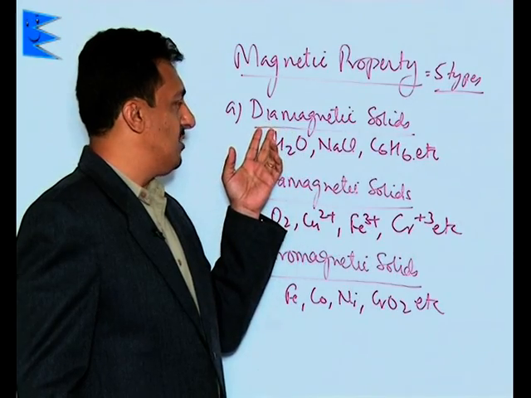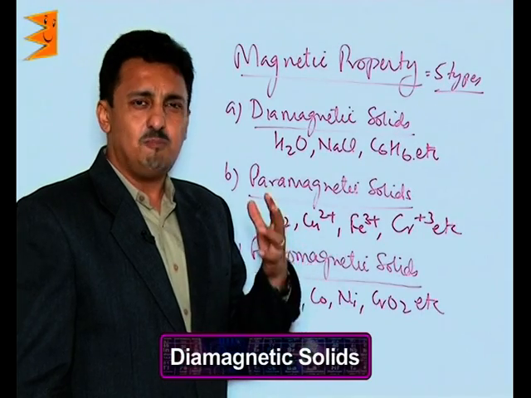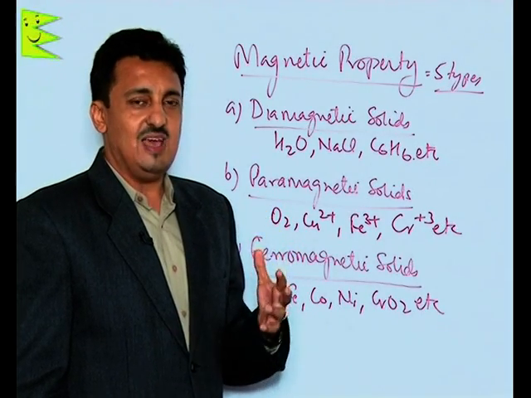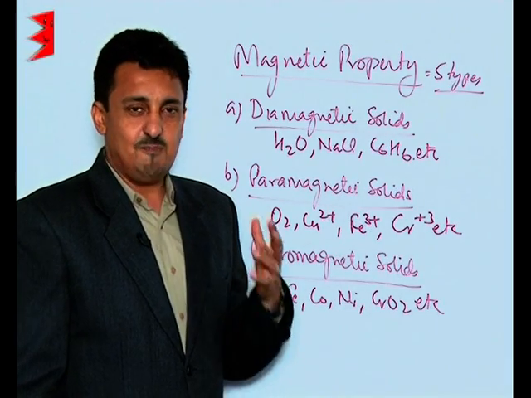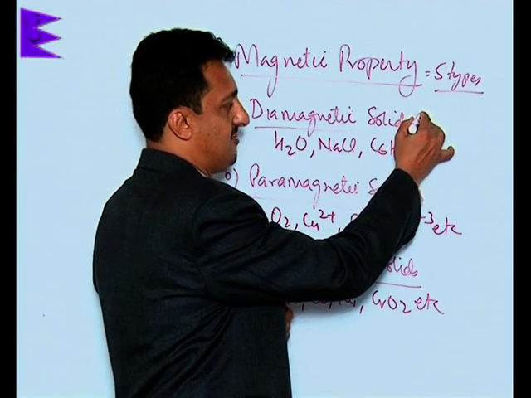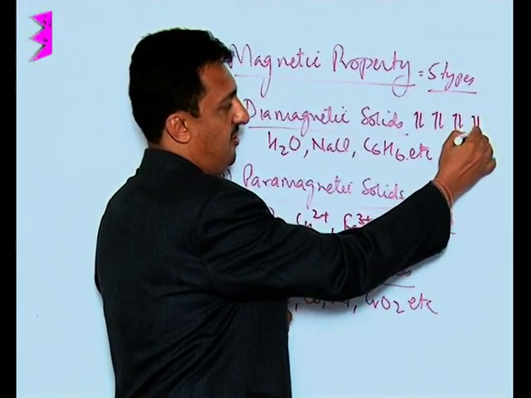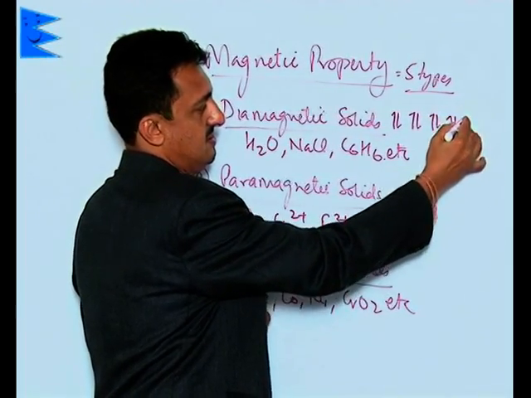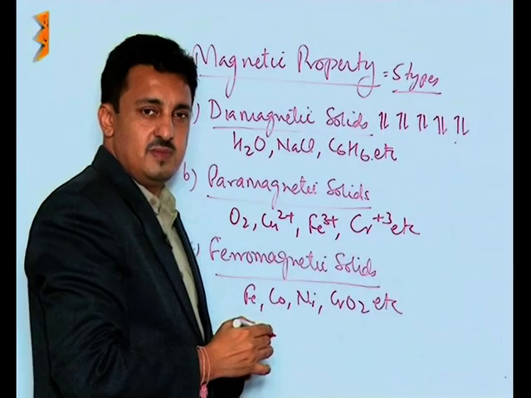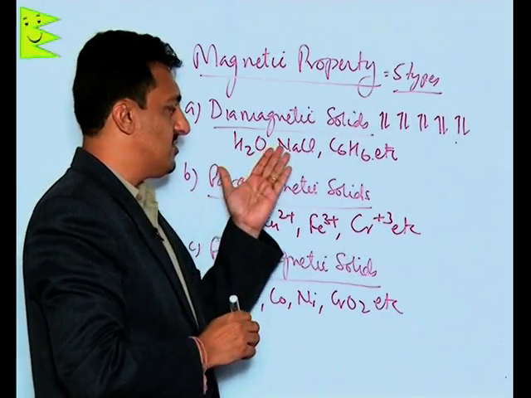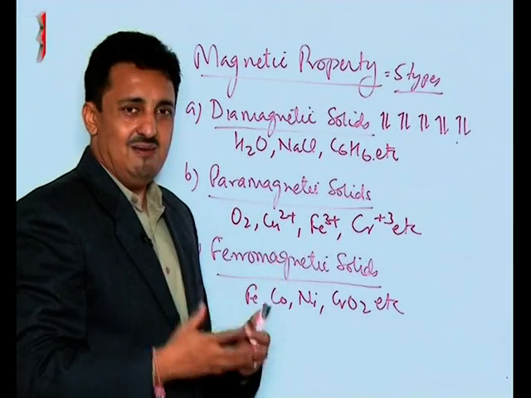The first category includes the diamagnetic solids. These are the solids which contain all paired electrons, and once they are placed in an external magnetic field they get repelled by it. They get repelled because all their electrons are paired. We can represent it electronically like this. So all electrons are paired in this, and the examples include water, sodium chloride, benzene. We can have rubber, plastic like this. All are diamagnetic solids.